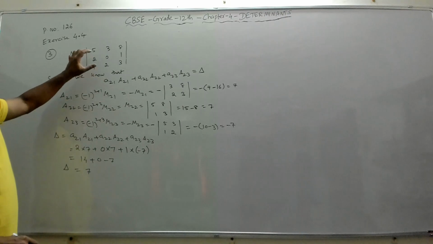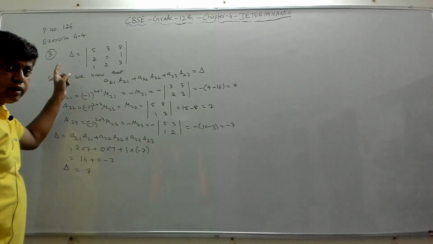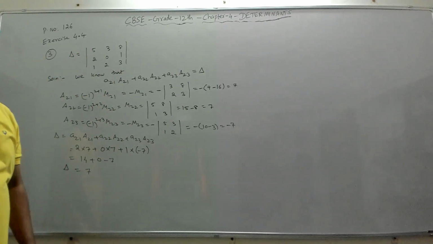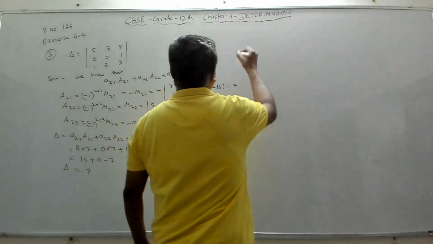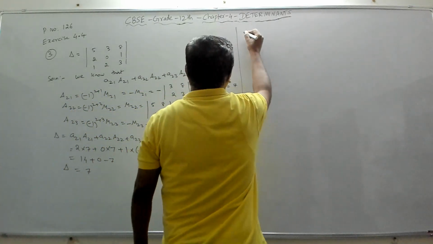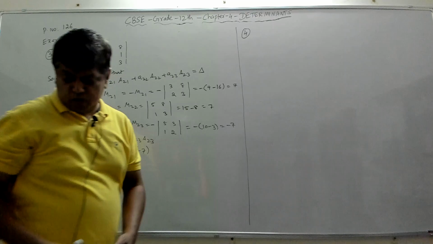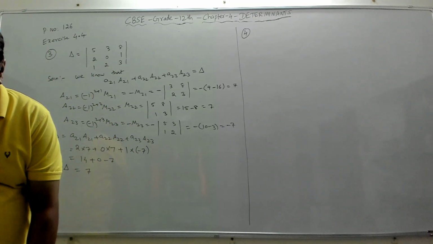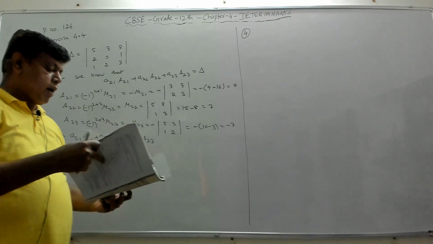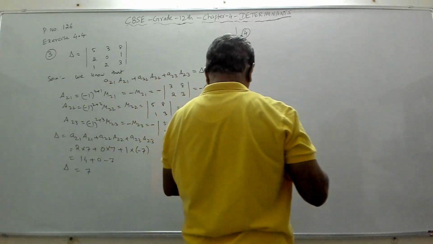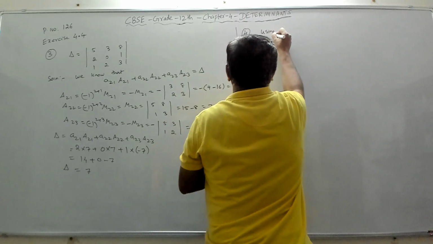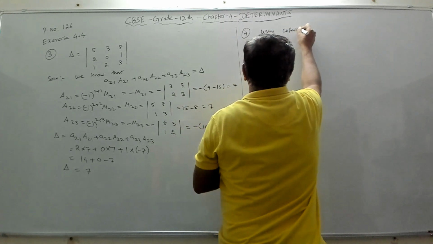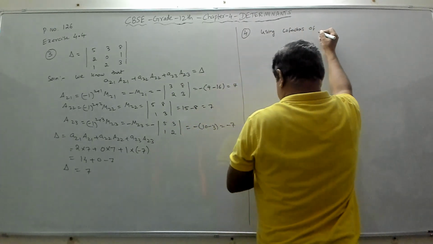So we have evaluated the value of the determinant using the cofactors of row 2, the second row. Fine. So all of you can pause the video and take the notes. I will go to the next question, which is question number 4. Again, using the cofactors of the elements of the third column, evaluate the delta. So the fourth one is using cofactors of the third column.